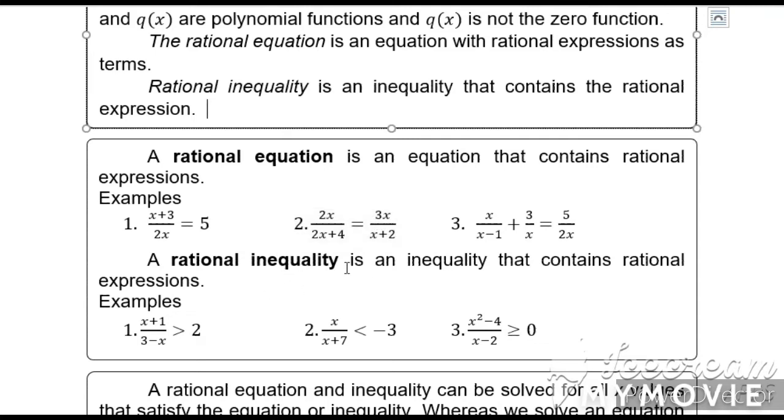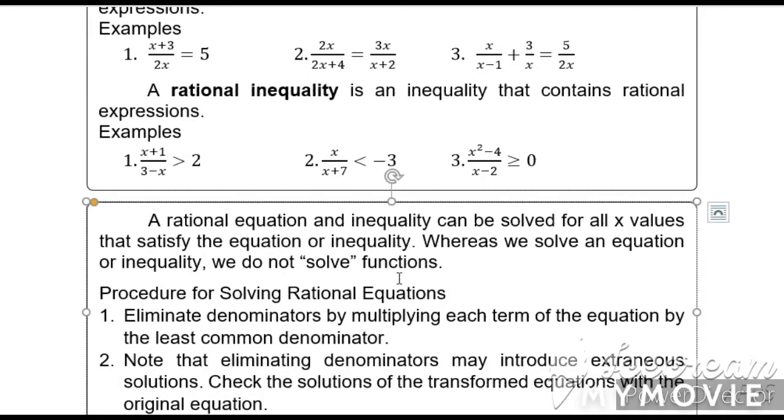Whereas an inequality contains a rational expression, and the symbol is an inequality symbol. It could be greater than, less than, or greater than or equal to. You can have x plus 1 over 3 minus x greater than 2. Another example for rational inequality is x over x plus 7 is less than negative 3, and x squared minus 4 over x minus 2 is greater than or equal to 0.